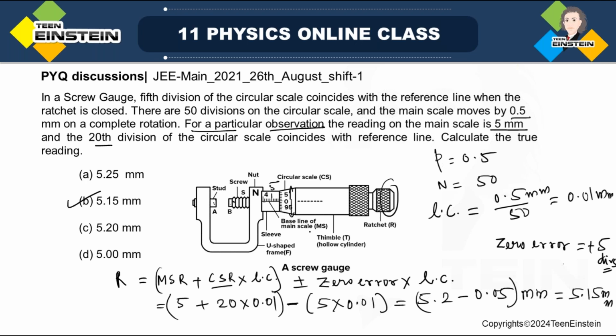So you have to remember the terms: baseline, what is circular scale reading, what is main scale reading. So these are the things you should keep in mind. All right, we'll go for the next problem.